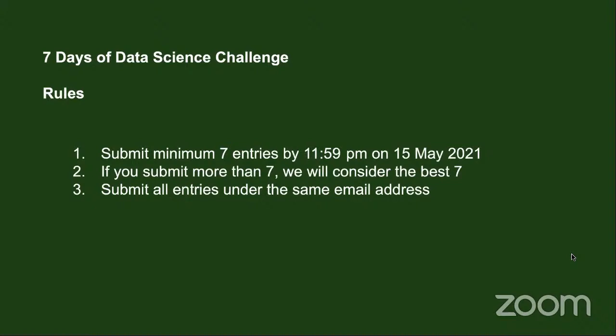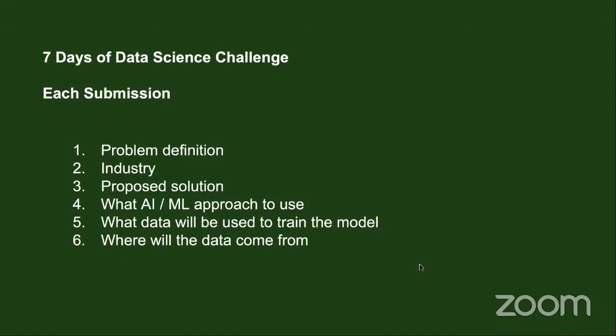And I'll tell you how the grading works, right? So each submission basically has 6 items. So there are 6 fields, which are text fields that you have to type when you're submitting. And just type 1 or 2 lines. We don't want long explanations. Okay, short explanations. Problem definition, short explanation. It can be fraud detection for the financial industry. Industry will be banking/finance. Proposed solution is take data of all transactions and use an unsupervised learning model to find if there is an anomaly in the data.